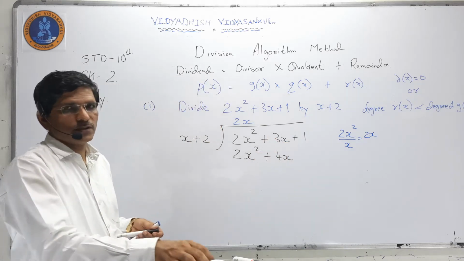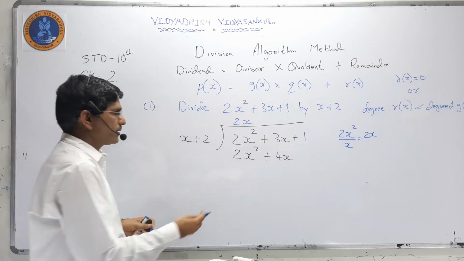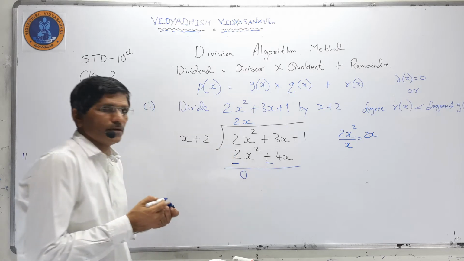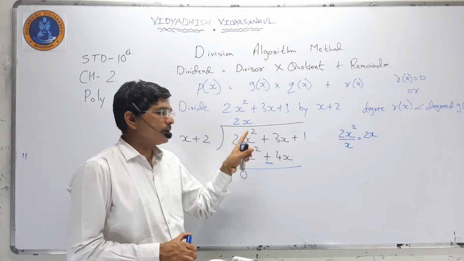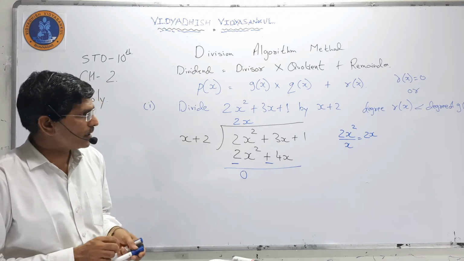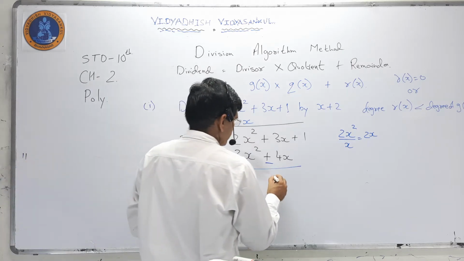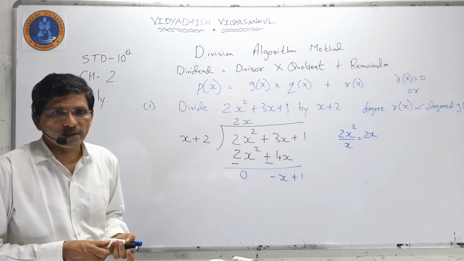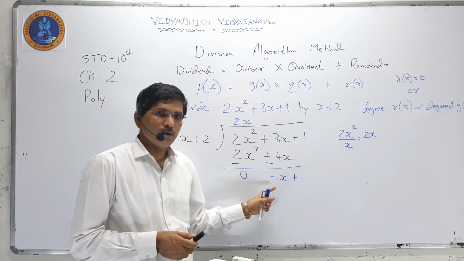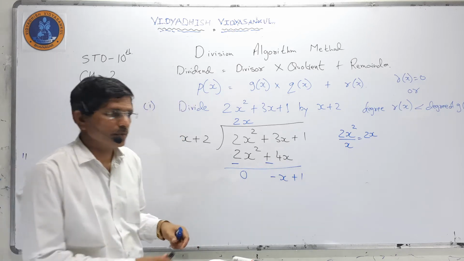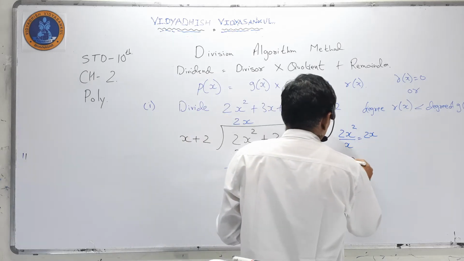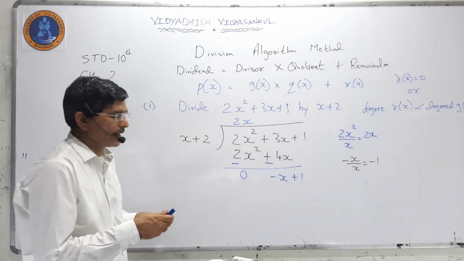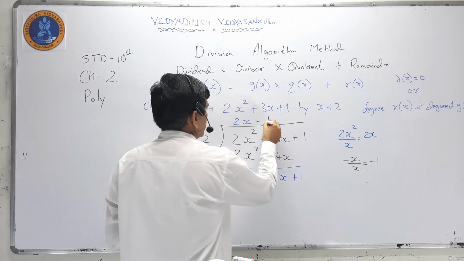Now what do I have to do? I have to change the sign, that is minus minus. Now here we get 0. Minus 4 plus 3, that is minus x plus 1. Now again, the same method. We take the first term, that is minus x, divided by x. I will get minus 1. So I have to write minus 1 here.